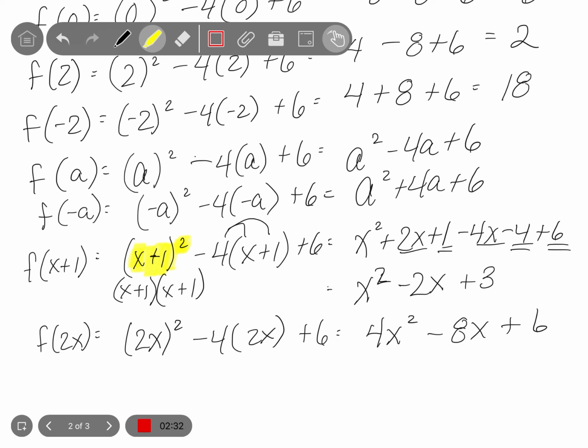On the last one, the biggest one is right here, this squared with the 2x, because that squared needs to go to both pieces. And what most people forget is they forget to do it to the front 2, so they only put 2x squared there instead of 4x squared, if that makes sense.